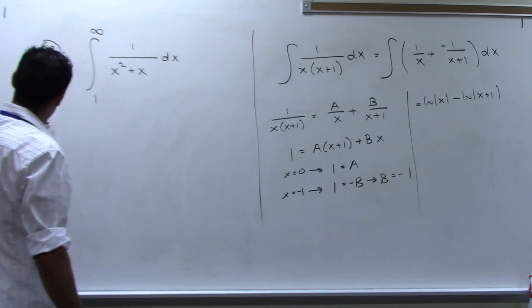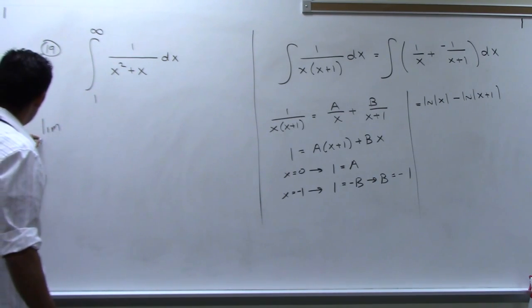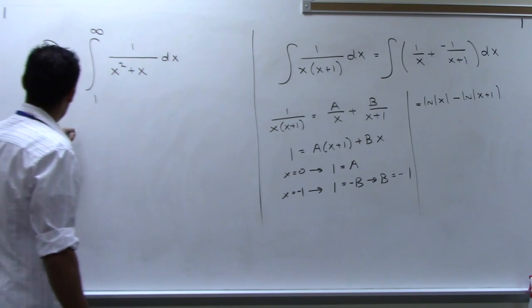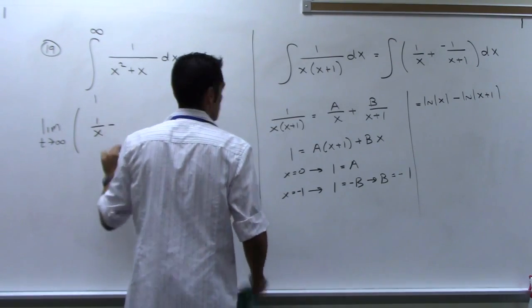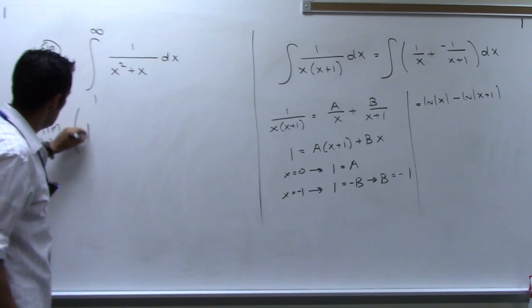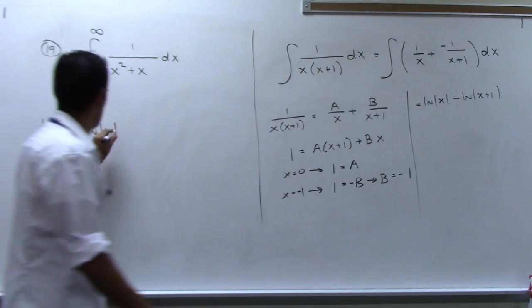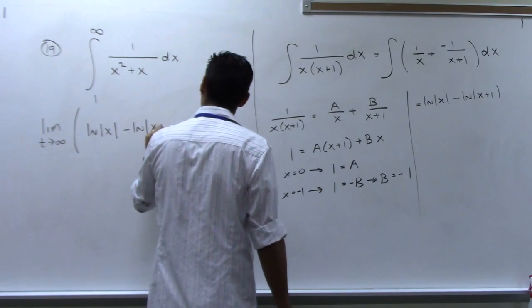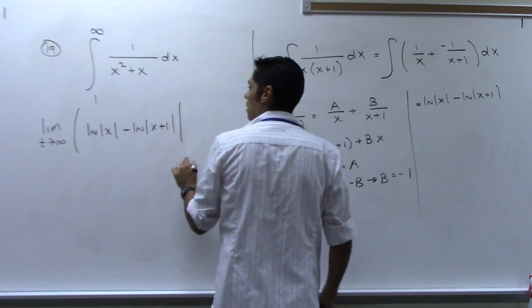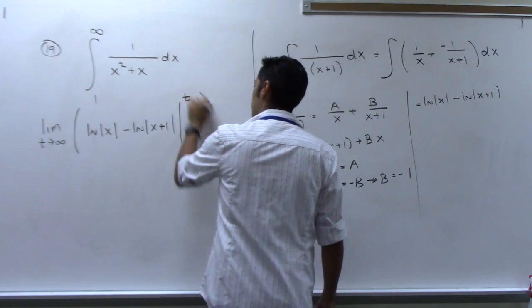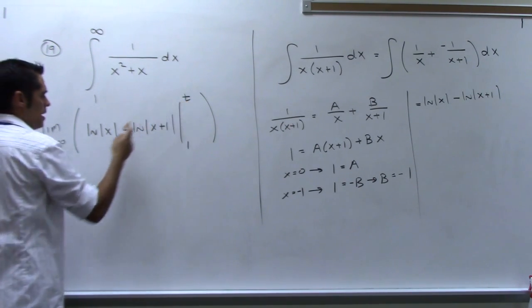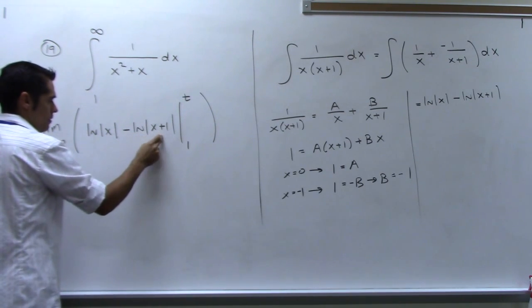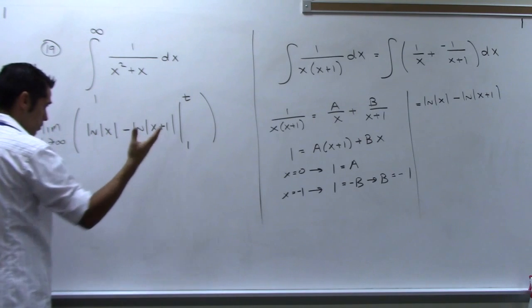We set up our limit as t goes to infinity of this antiderivative, which is natural log of x minus the natural log of x plus 1, evaluated from 1 to t. Ooh, this could be a little tricky. I can already see what's going to happen. When t goes to infinity and I plug that in, I'm going to get natural log of infinity minus natural log of infinity. So you get infinity minus infinity, which is not a good situation.